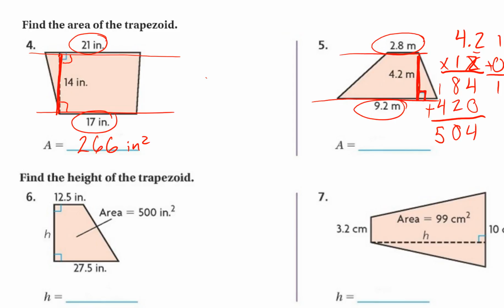And then my last step, this is when I have my options. I can multiply 504 by 1/2. I can multiply it by 0.5, or I can divide by 2. I like to divide by 2, and in this case I can do mental math. Half of 500 is 250. Half of 4 is 2. So if you combine those, you get 252. And that's meters squared.